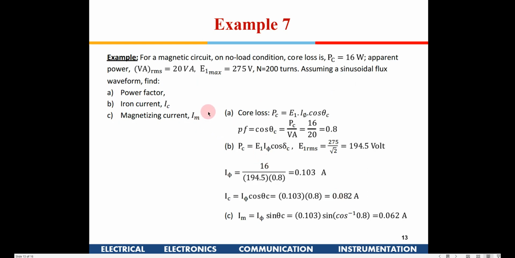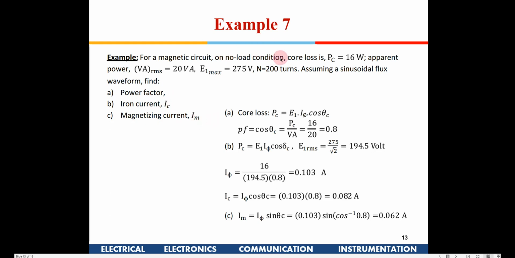Before that, let us take two more problems based on transformers. Here, for a magnetic circuit on no load condition, the core power is given as 16 watts and the apparent power is 20 VA. E1 max is the voltage applied in the primary, and N is equal to 200 turns. Assume sinusoidal flux. Find the power factor, iron current and magnetizing current. Now no load is put on the secondary side.